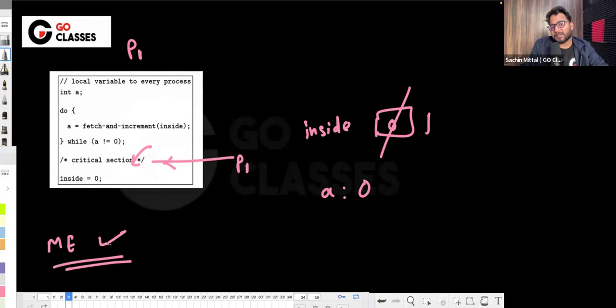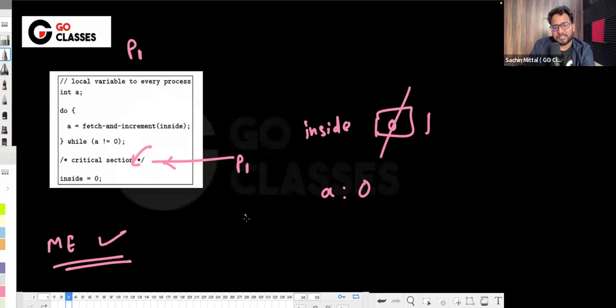Why? Because to check mutual exclusion, we want to check if two or more processes can enter into the critical section at the same time or not. Since two processes cannot enter the critical section at the same time, we can say that mutual exclusion is satisfied. Understood?